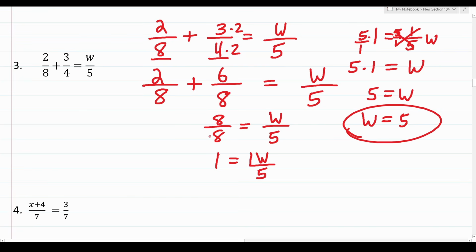When we added these two fractions, we got 8 over 8. And we know W is 5, so let's plug that in for W. That's 5 over 5. 8 over 8 is 1. 5 over 5 is 1. Does 1 equal 1? It does. So we know, in fact, W is 5. We solved that one correctly.